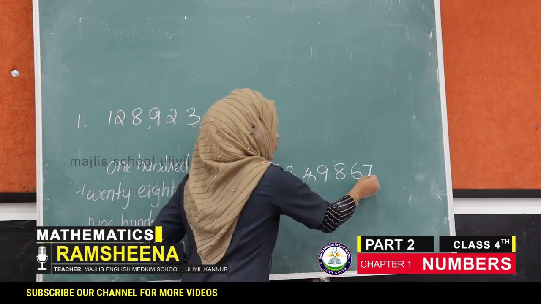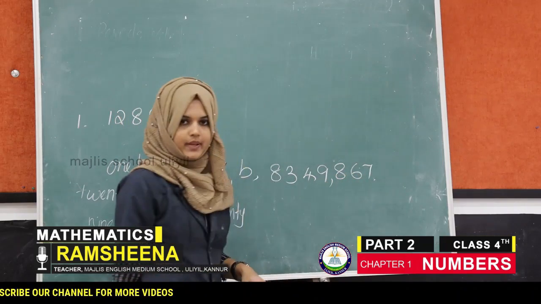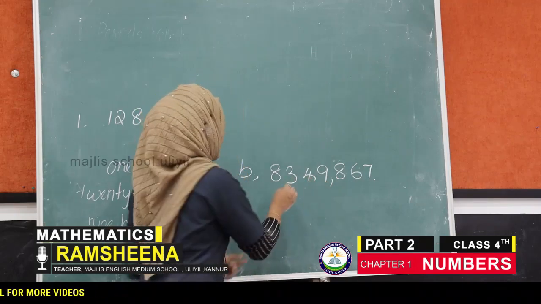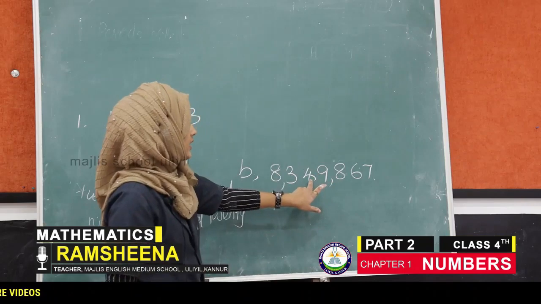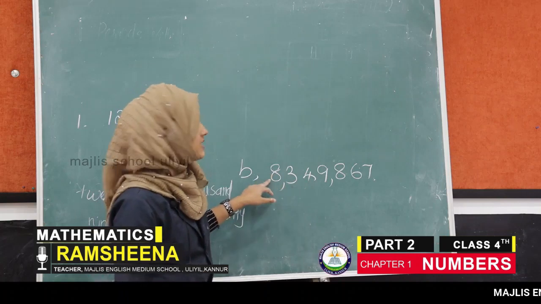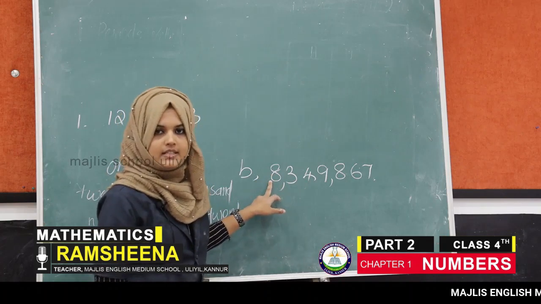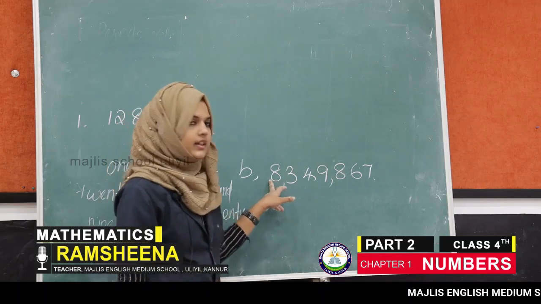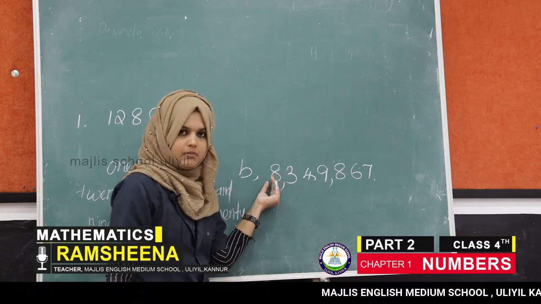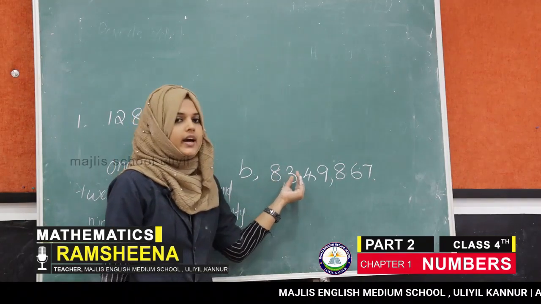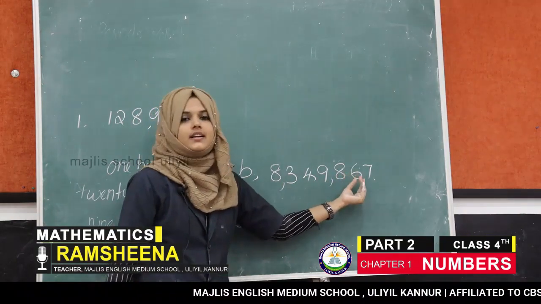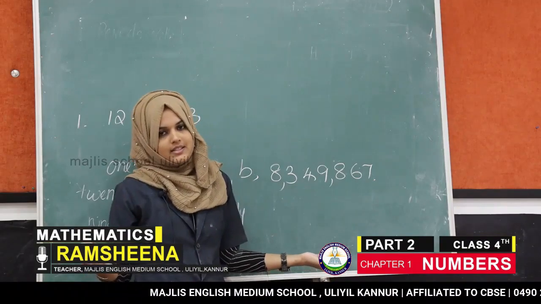We use commas: ones, tens, hundred is the first period. Then second period, 1,000, 10,000 and 100,000. This is the second period. Then this is million. The last period is million. Okay. Then how to read this number? We read this as 8,349,867. It's simple. Is it?